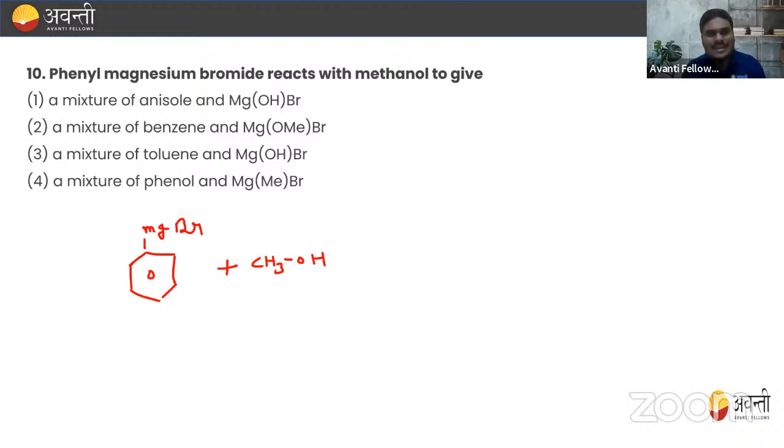Yes. Phenyl magnesium bromide, and write the reaction with methanol. Anyone? No? Chalo. So this is MgBr, this is CH3OH. What happened? What do they form? Carbanion attack. Okay, good.